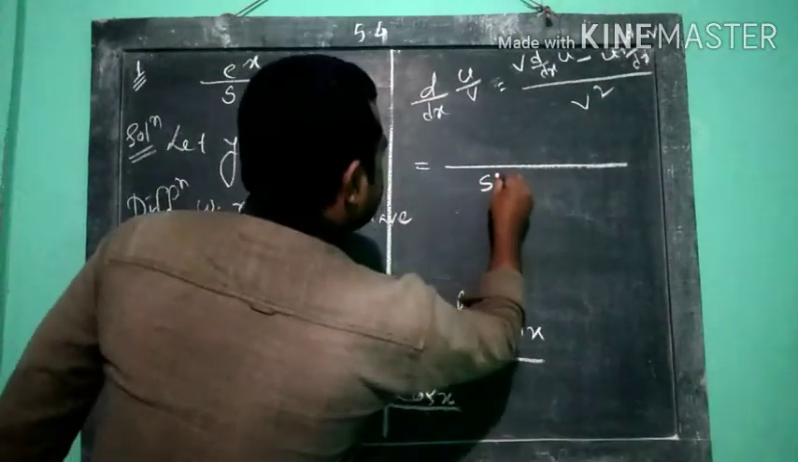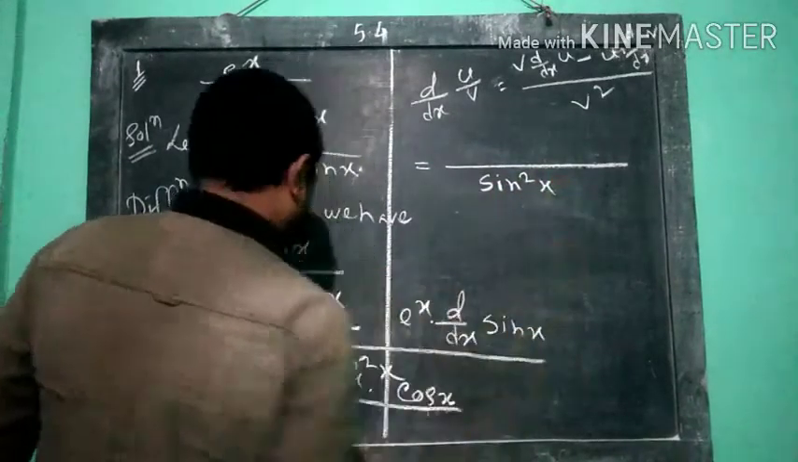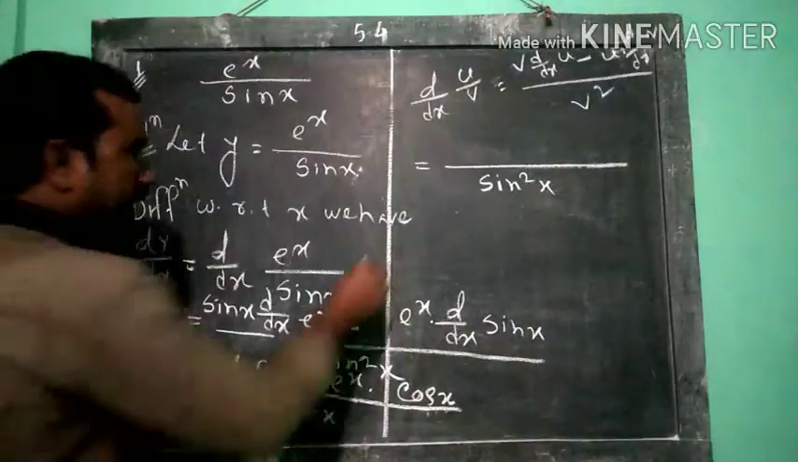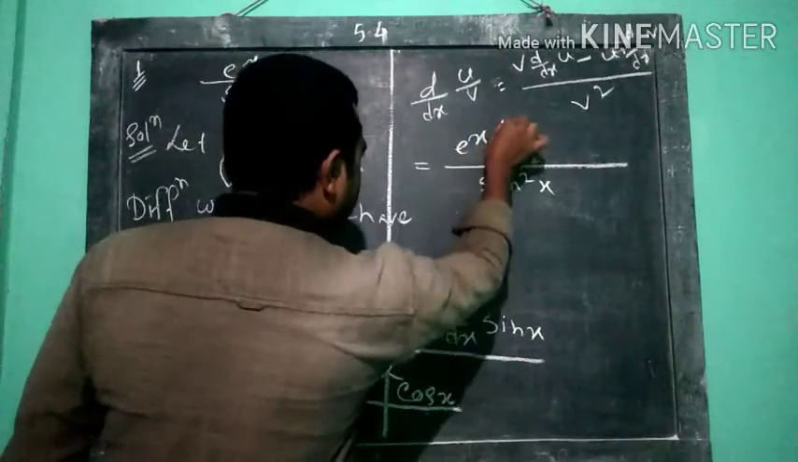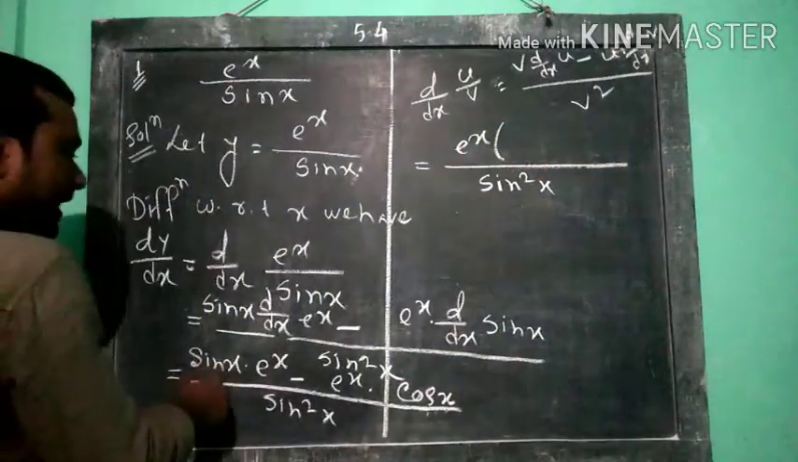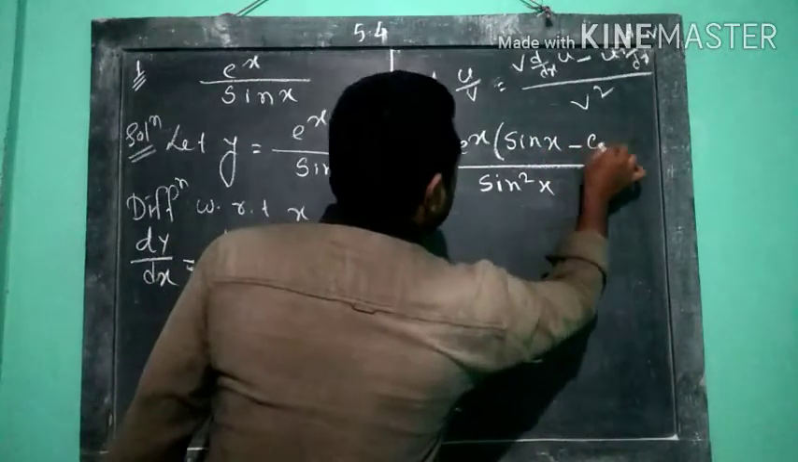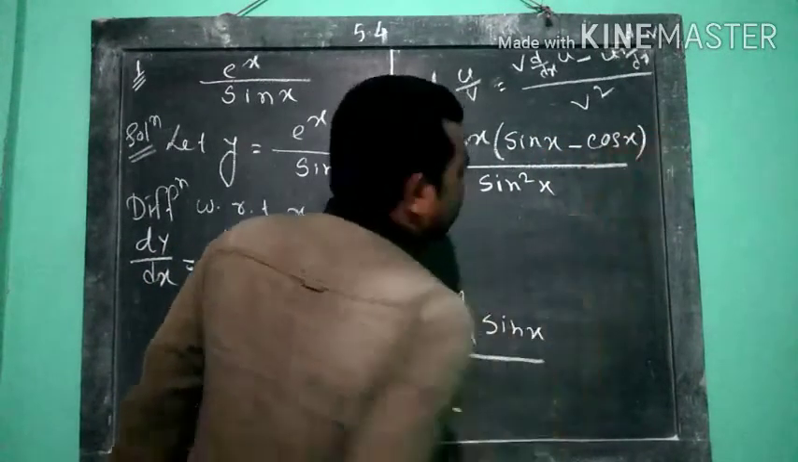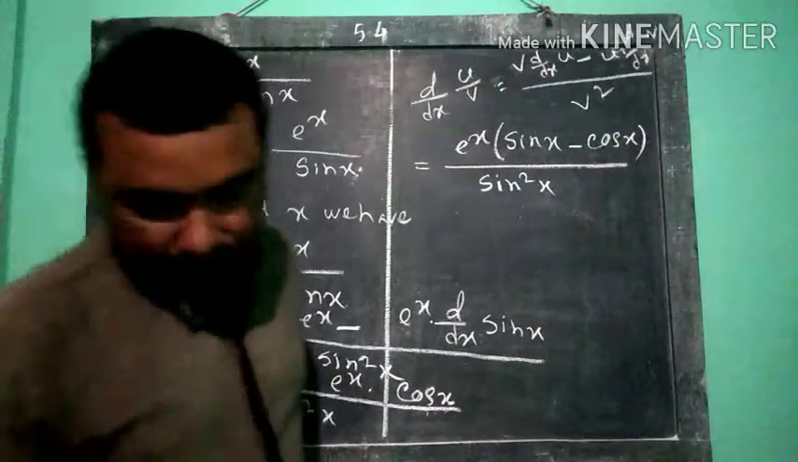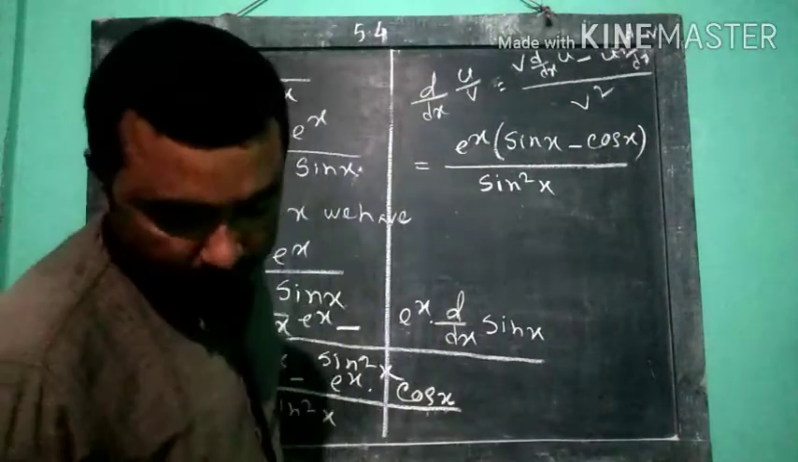Here this is sin square x. If we take common e to the power x, then right here e to the power x whole into sin x minus cos x. This is the answer.